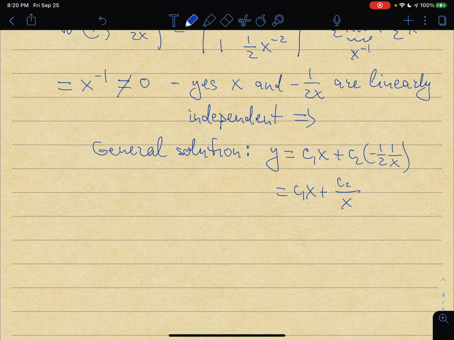Okay, and in the next lecture now we're going to learn how to actually solve linear homogeneous equations in a special case when they have constant coefficients.